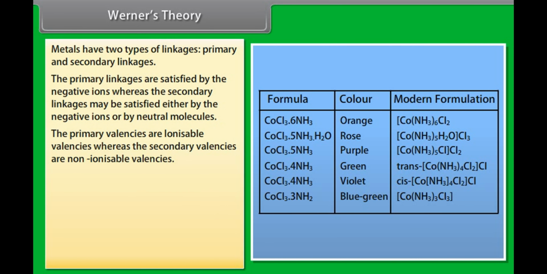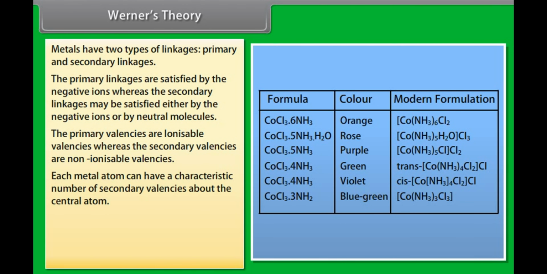The primary valencies are ionizable valencies, whereas the secondary valencies are non-ionizable valencies. Each metal atom can have a characteristic number of secondary valencies about the central atom. These valencies are projected in the space about the central atom in such a manner that these assign a definite geometry to the coordination compound.